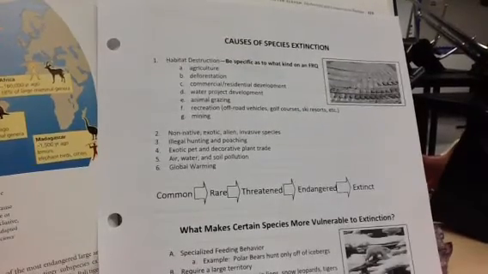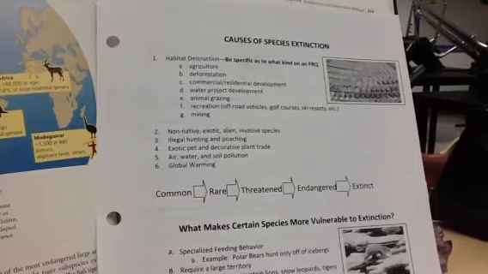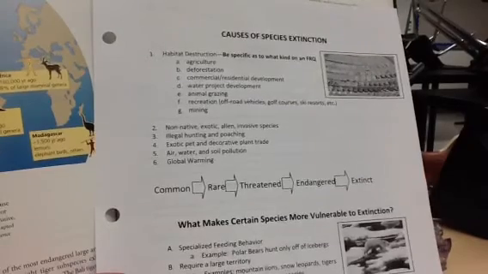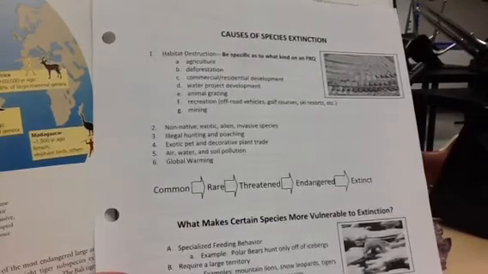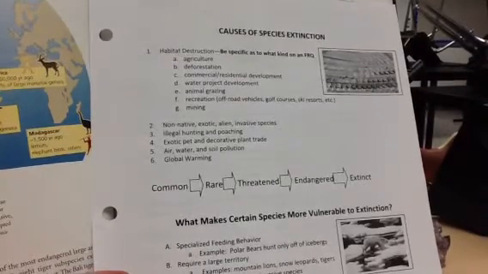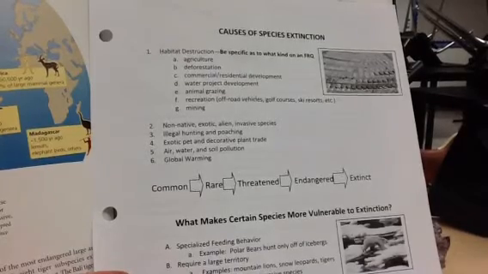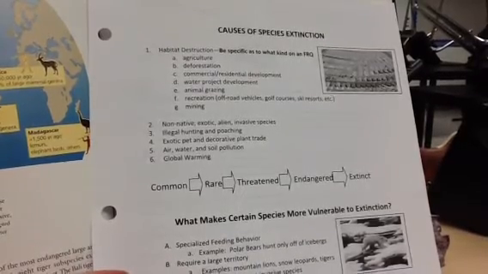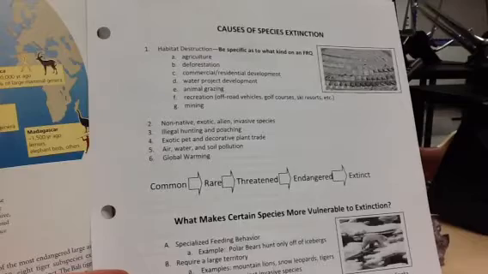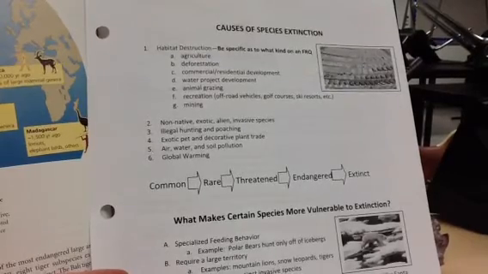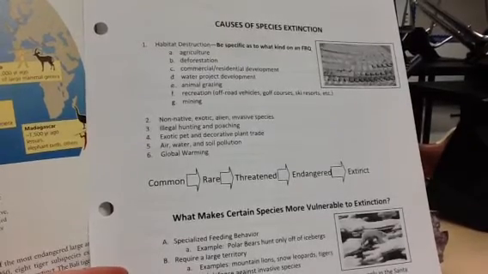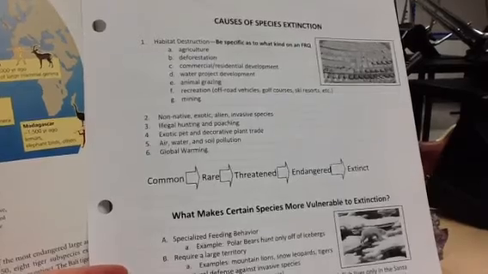Whenever you talk about habitat destruction, be specific as to which kind if you ever have to write about it. The second biggest cause of species extinction is invasive species, and sometimes we call them non-native or exotic or alien. The third major cause of extinction or species becoming endangered is illegal hunting and poaching. Then we have the exotic pet and decorative plant trade. Some animals like parrots at the pet store were captured in the wild. Think of the movie Rio. You have the blue parrot being captured.